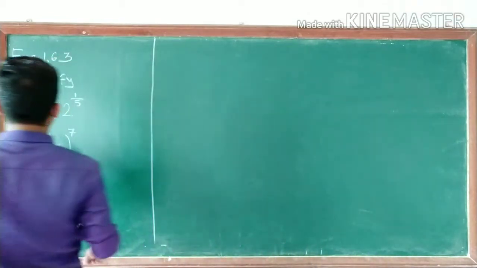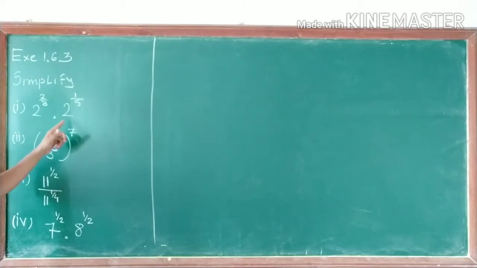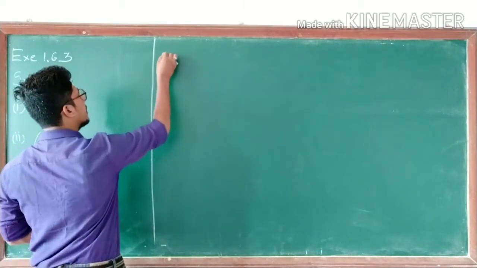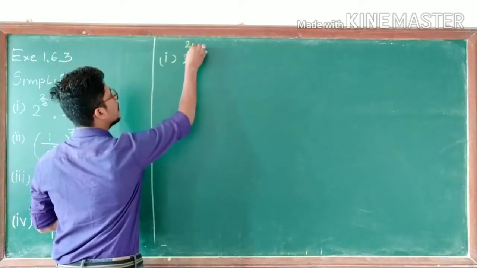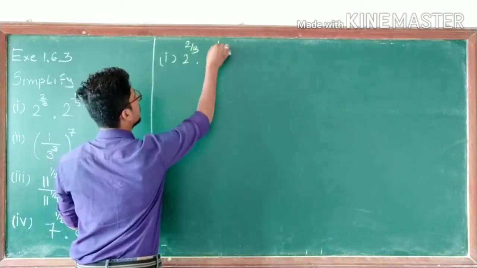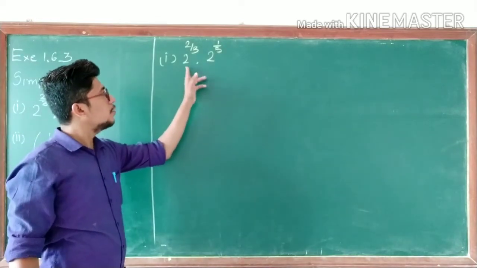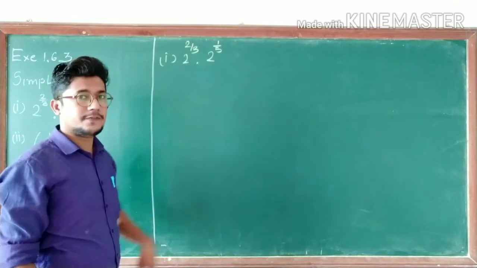So the first problem is 2 power 2 upon 3 into 2 power 1 upon 5. So let us write the question first. That is 2 power 2 upon 3 into 2 power 1 upon 5. Okay, as we can see, 2 and 2 are common, whereas powers are different.